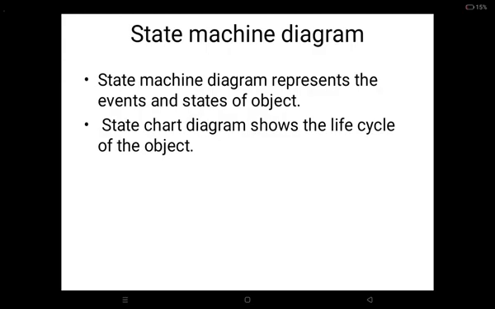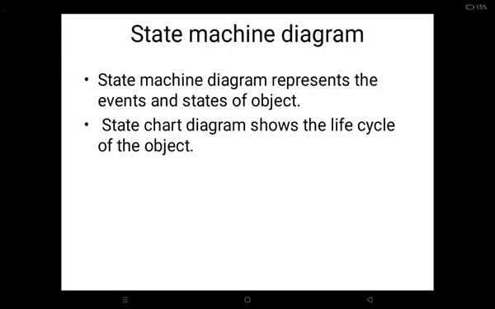Okay, the state machine diagram represents only the event and state of the object. What is an event? The action performed is called the event. What is the state? The condition of the object is called the state. What is the current condition of the object? That is called the state of the object. So the state machine diagram, or state machine model, represents the event and state of the object.